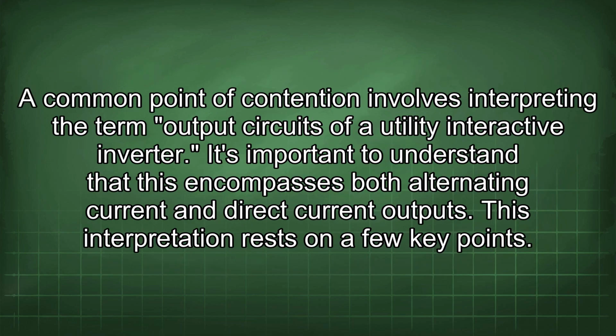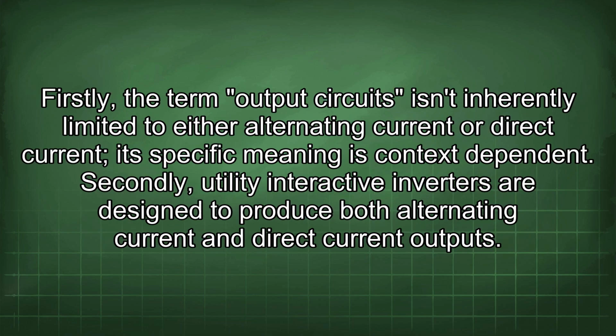A common point of contention involves interpreting the term output circuits of a utility interactive inverter. It's important to understand that this encompasses both alternating current and direct current outputs. This interpretation rests on a few key points. Firstly, the term output circuits isn't inherently limited to either alternating current or direct current. Its specific meaning is context dependent.